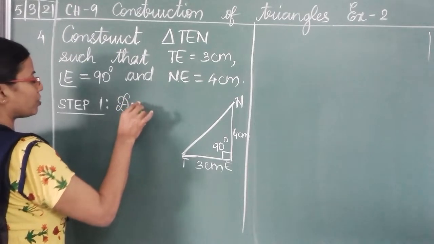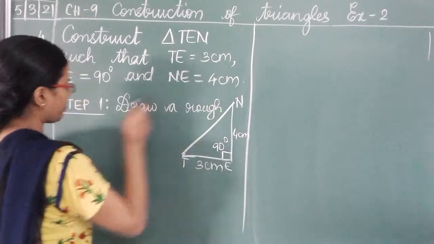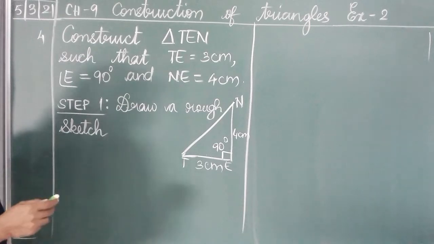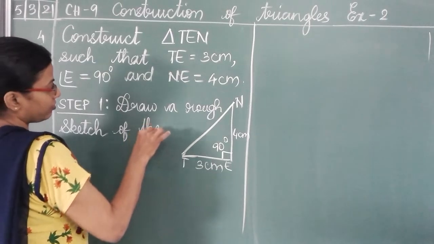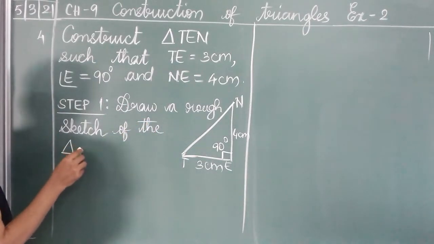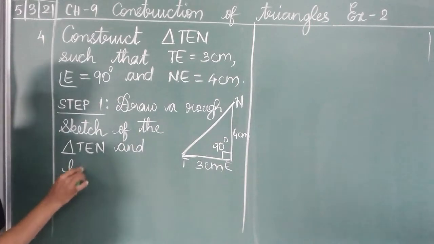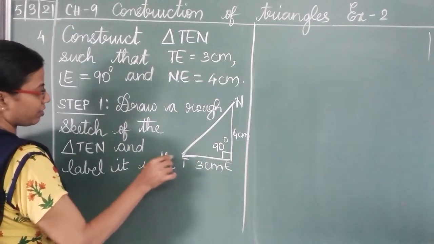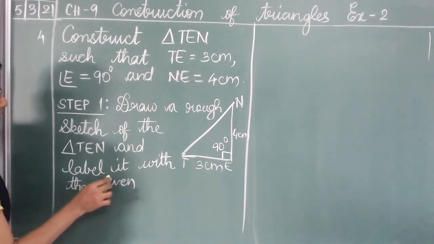So now let's write. What did we do? Draw a rough sketch of the triangle TEN and label it with the given measurements.